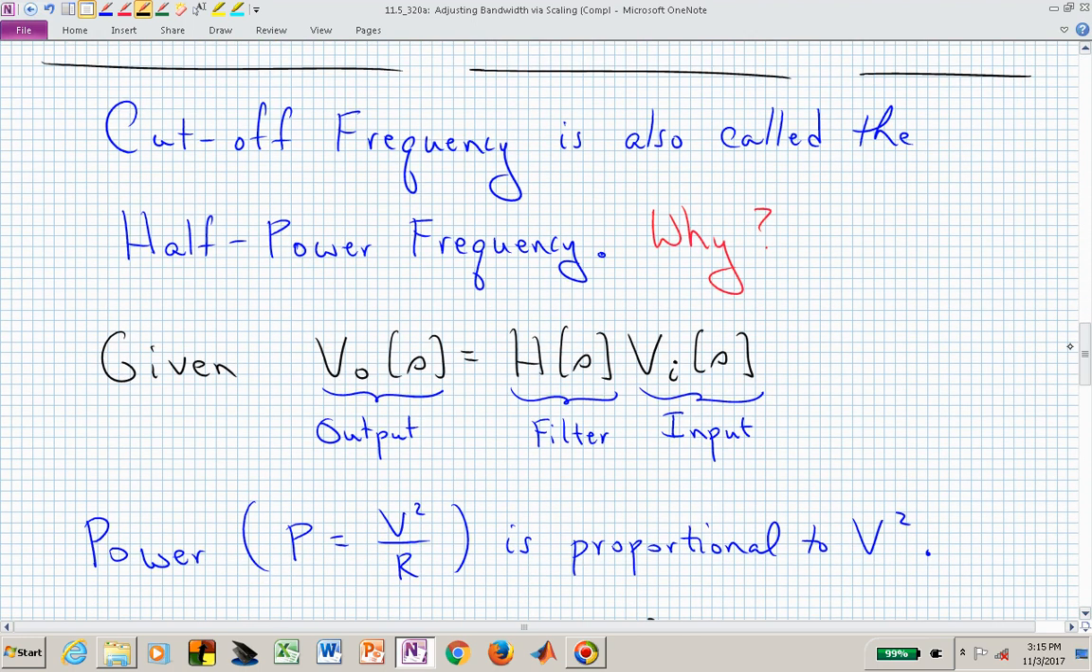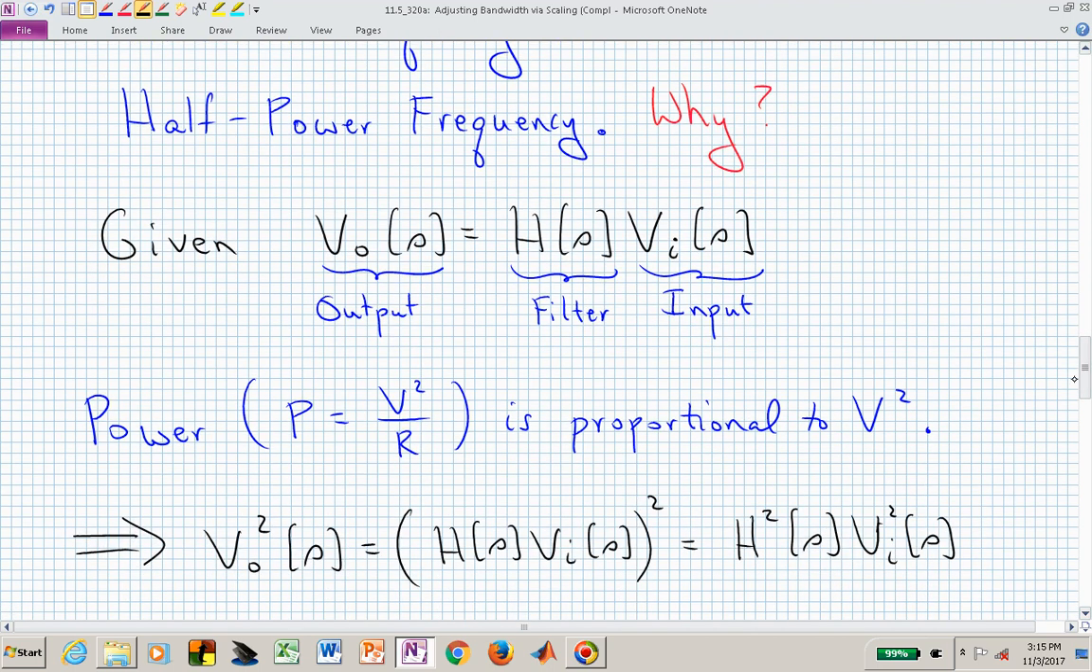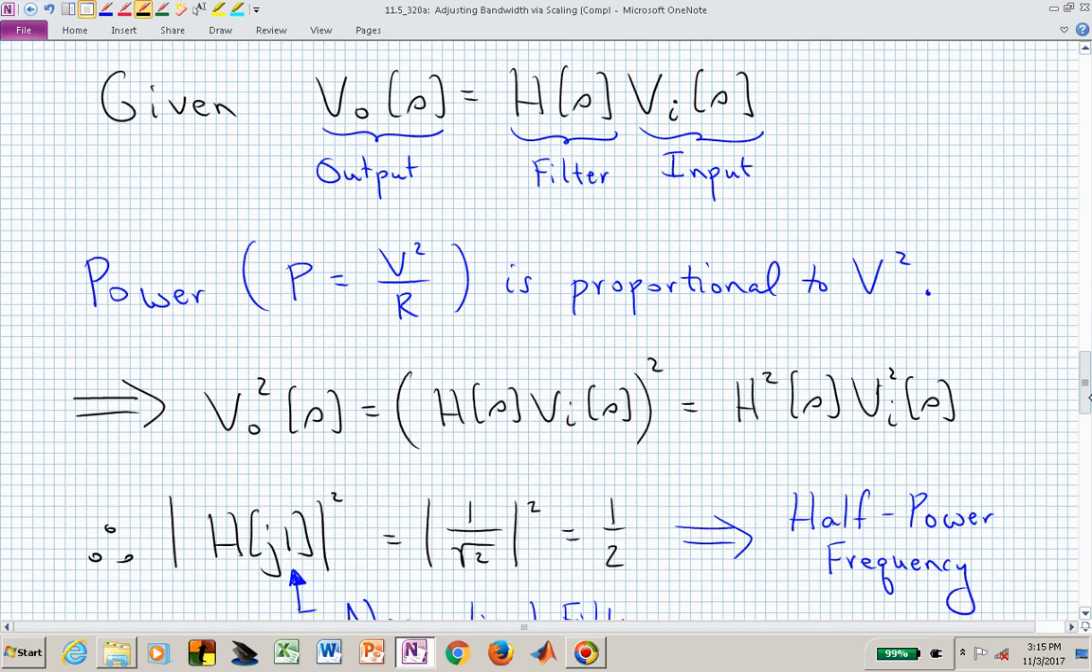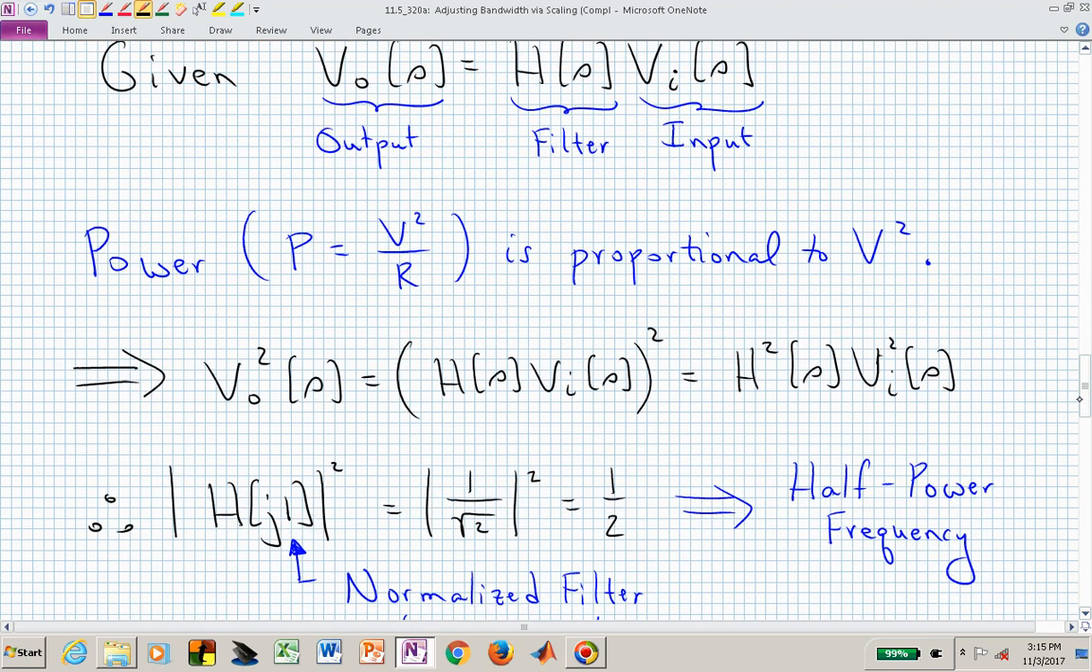Power, remember, is not a voltage. It's proportional to the square of the voltage. In DC terms, power is VI, and I, by Ohm's law, is V over R, so now we have V squared over R. Power is proportional to V squared. If we square both sides of that expression for V naught, then V naught squared is the quantity H V sub I squared. We can square both of those pieces, and now we have H squared in this relationship.